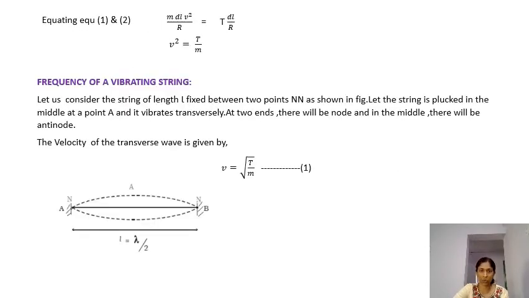Now I am equating these two forces. Centripetal force, m dl v square divided by R, equals tension force, T dl divided by R. By equating these two forces, what do we need? We need only the velocity of the string. So v square is equal to T divided by m, or we can write v is equal to square root of T divided by m. So the velocity of the transverse wave is equal to square root of T divided by m.